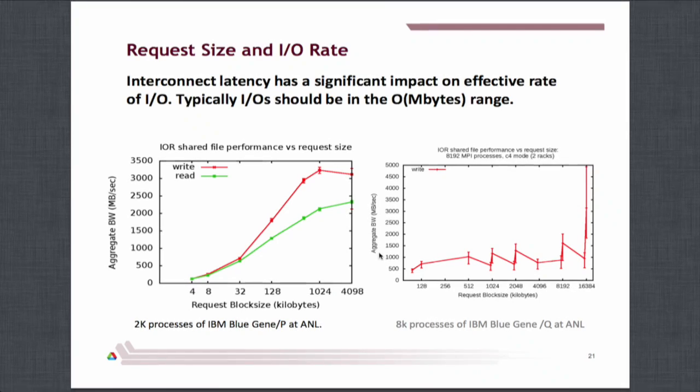Of course, it's not always possible. It depends on what your data model is, but if you have the choice of doing 1,000 4 kilobyte operations or doing one 4 megabyte operation, the 4 megabyte operation is going to be vastly faster. The graph on the left is showing this trend on our last generation system, at a relatively small scale. It's going from 4 kilobytes up to 4 megabytes.